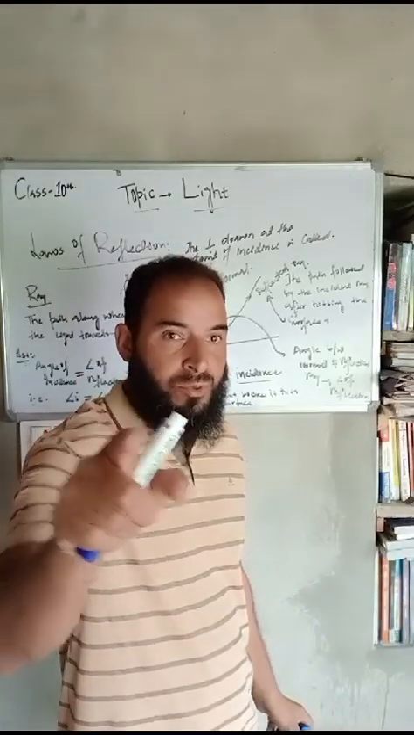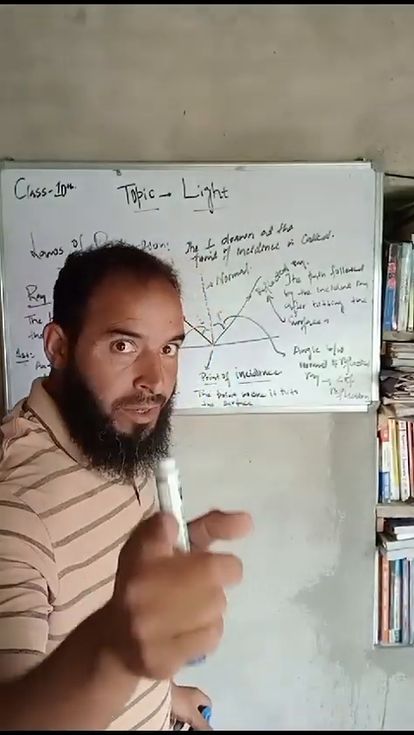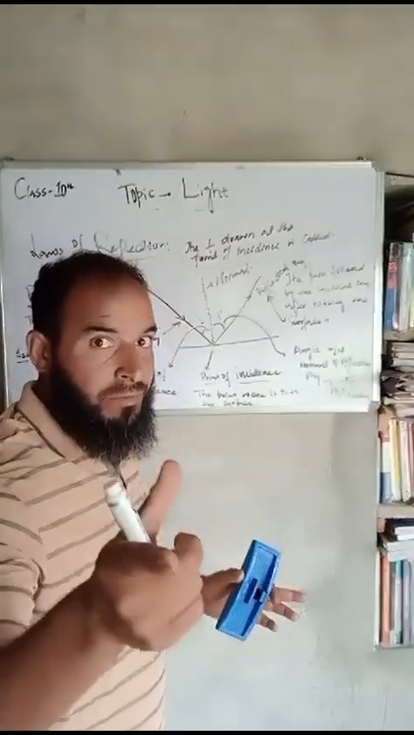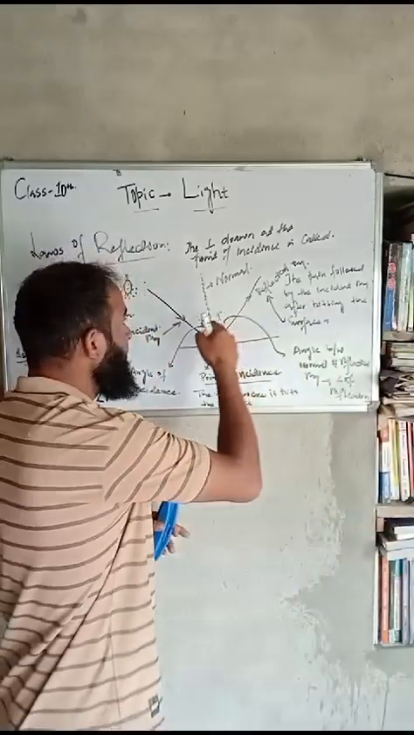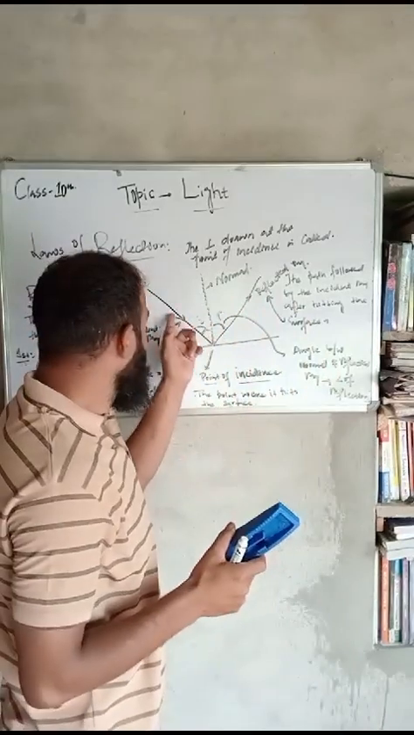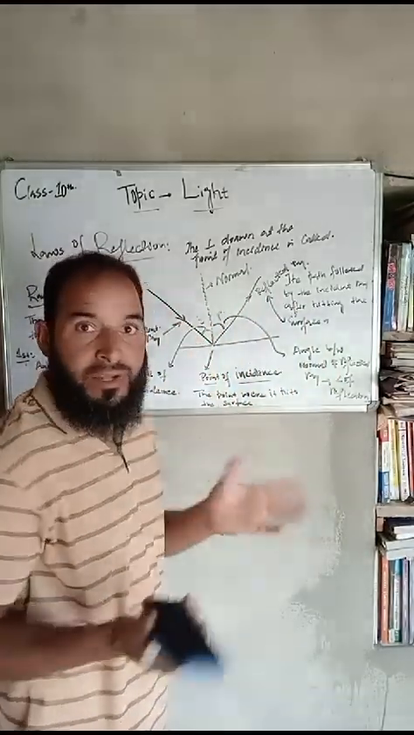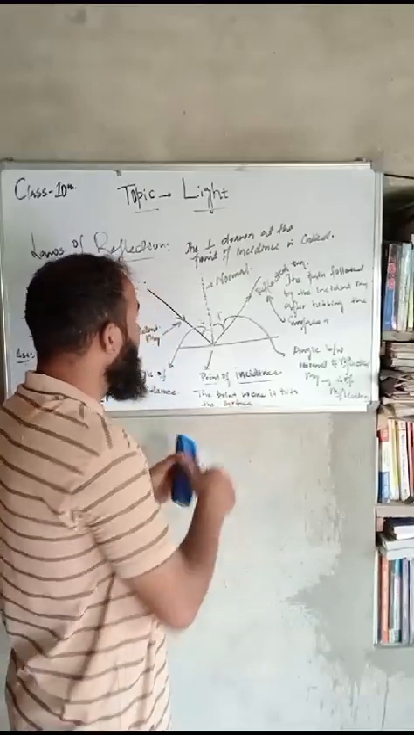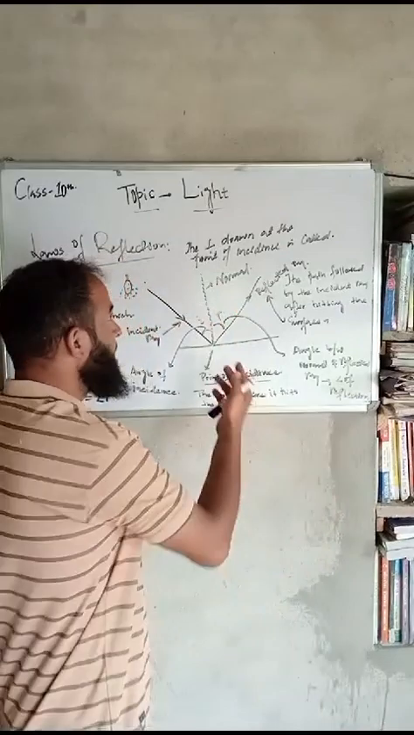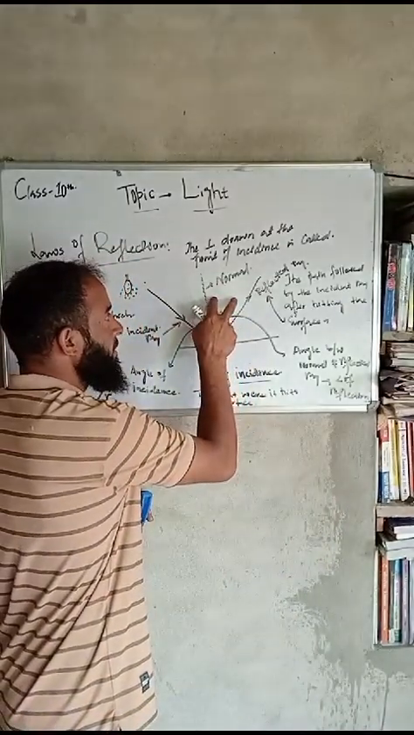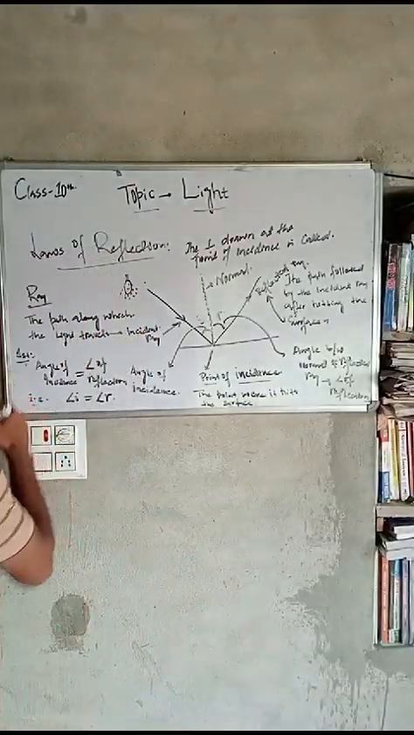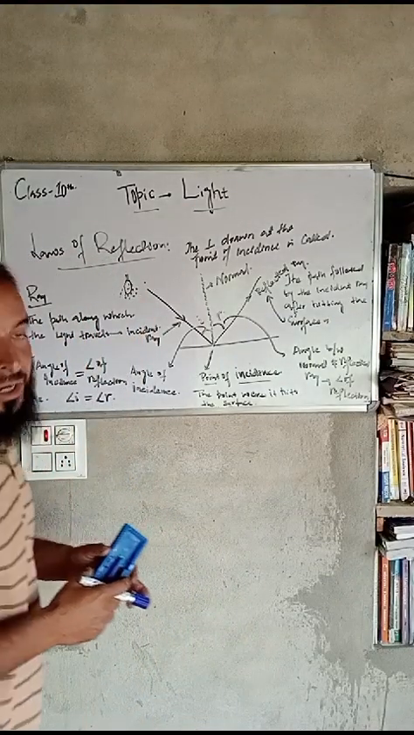Now you have to keep in mind that the angle of incidence is this angle, not this angle, not the angle between the incident ray and the surface. No. It is the angle between the normal and the incident ray, and the angle of reflection is the angle between the normal and the reflected ray. This is the first law of reflection.